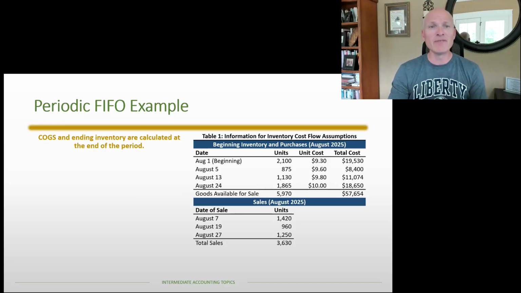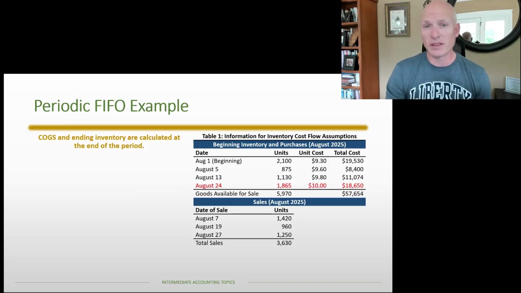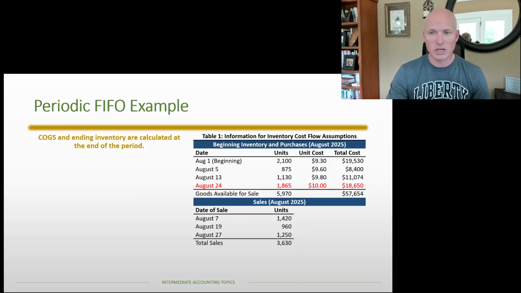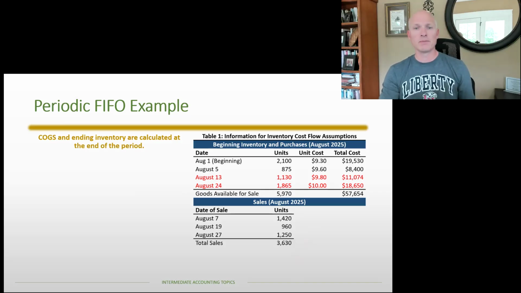As far as the inventory, we're starting with our ending inventory, which means that we're going to assume that the August 24th inventory is still in our ending inventory. In other words, that's going to be the last stuff that we sell. Remember from our average cost example, the number of units in ending inventory is the number of units available for sale minus the ones that we actually did sell, which means there's 2,340 units in our ending inventory.